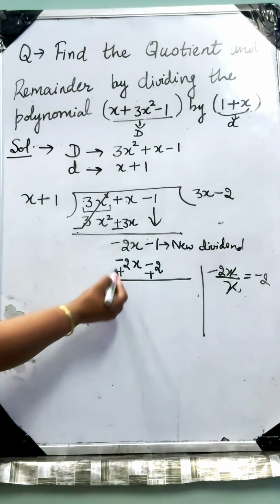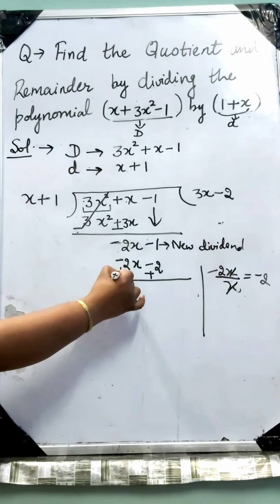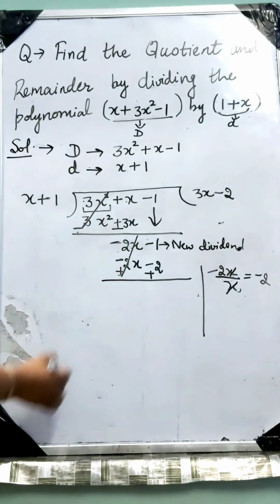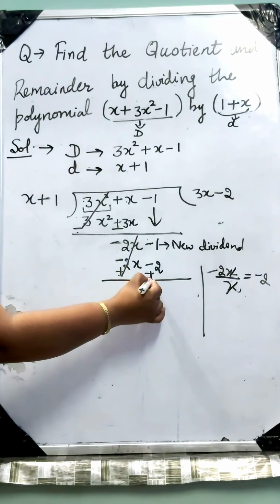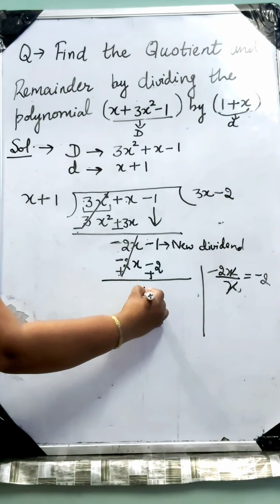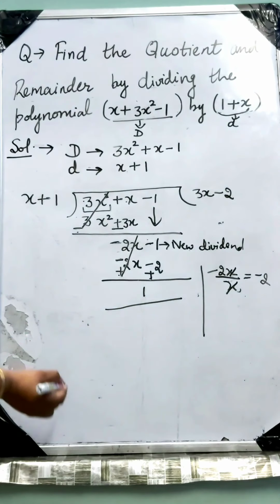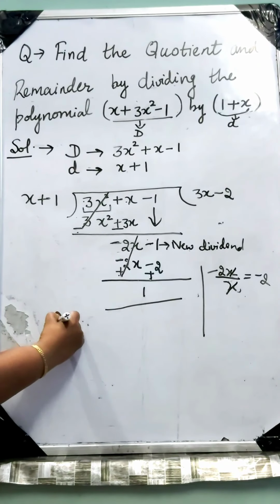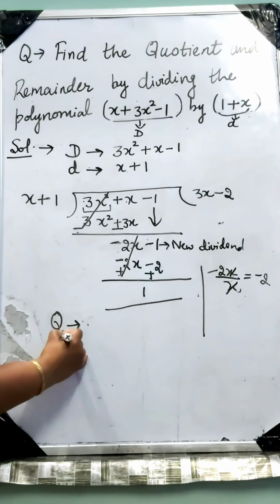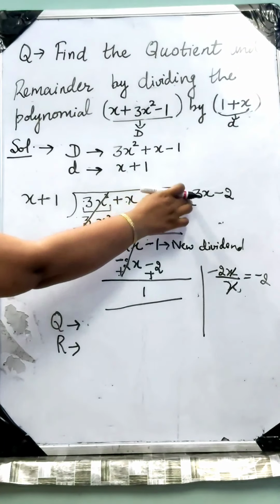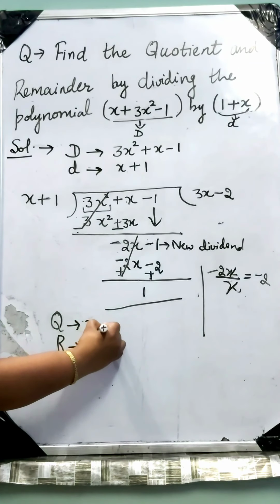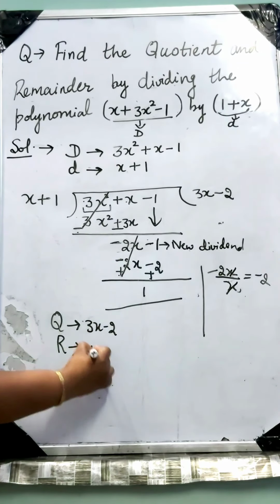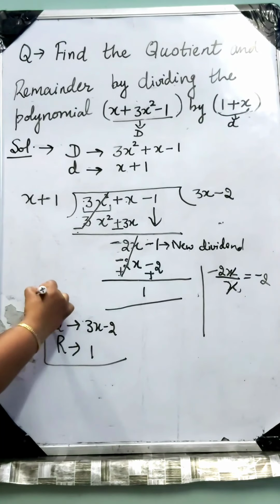Now simplify it. We know that minus 2x and plus 2x cancel with each other. Now minus 1 plus 2 equals plus 1. After doing long division, you have to write what your quotient is and what your remainder is. Here the quotient is 3x minus 2 and the remainder is 1, which is your final answer.